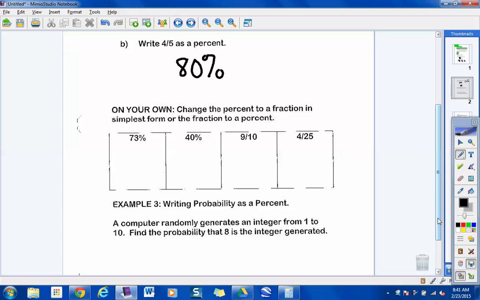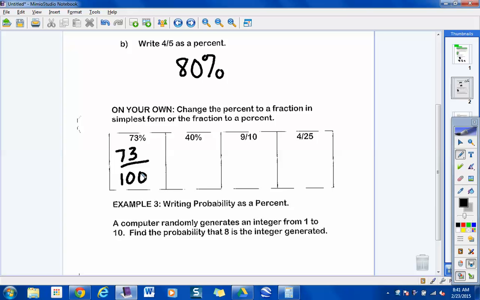First one right here, guys, 73% as a fraction. How'd you write that in simplest form? Who's got that one for me? Anybody? Yeah, just put 73 over 100. Can that simplify? No. Okay.